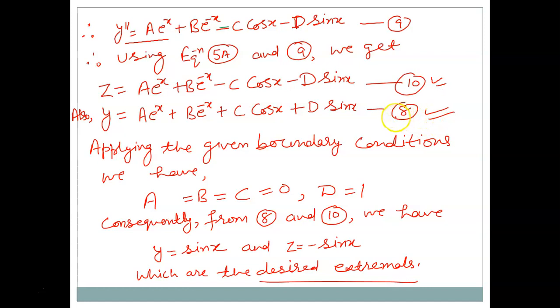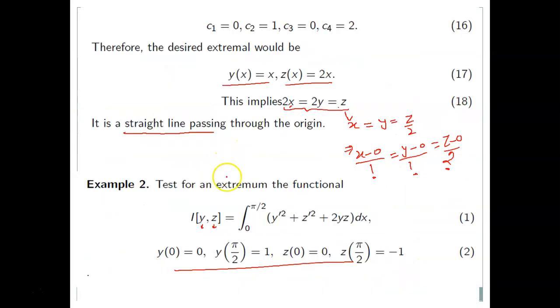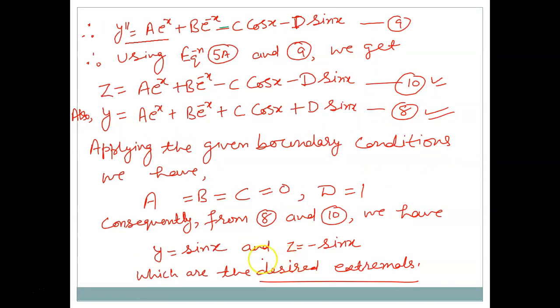And again I am rewriting equation number 8. So here you see we have obtained the value of the function y as well as the value of function z. Now applying the given boundary conditions. The boundary conditions are already given in the statement. So the conditions are: y at 0 is 0, y at pi by 2 is 1. So you apply all these conditions and you can find the arbitrary constants. This is simple computational work. I think we need not show the whole computation here. I am directly writing the values of the constants.